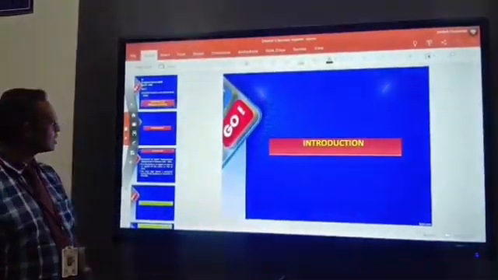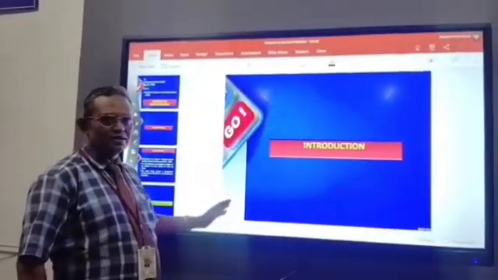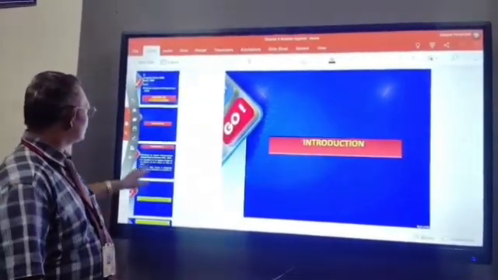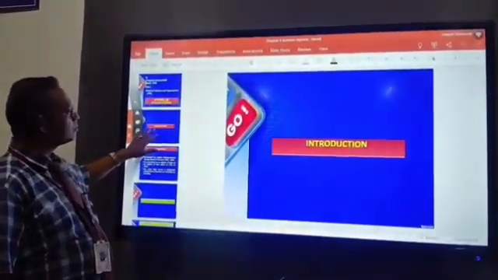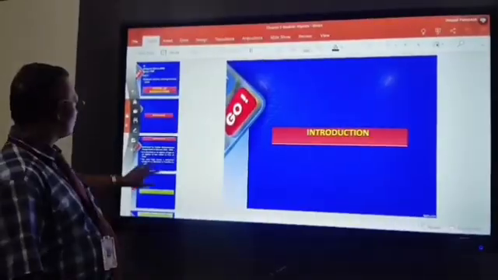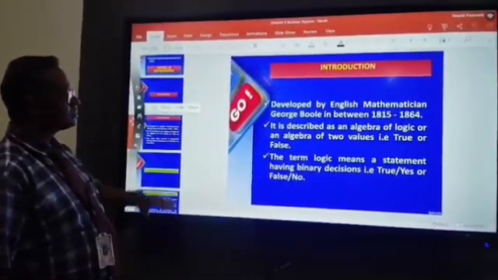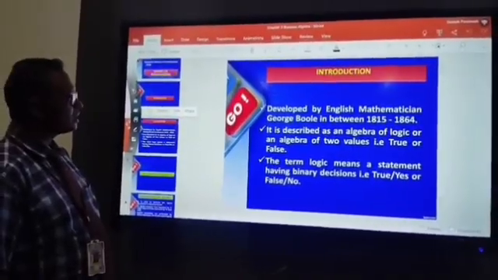Today I am going to talk about Boolean algebra, which is used in digital system design. So now we are going to talk about the introduction for Boolean algebra. So this is about introduction for Boolean algebra.